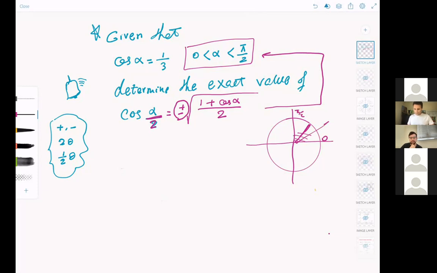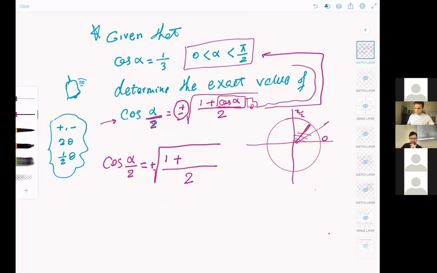And in quadrant 1, cosine of that is positive. So cosine of alpha over 2 will be positive, so you don't need to write the sign part. Radical of (1 plus cosine of alpha) over 2. Do we have the value of cosine of alpha? It is right there. Cosine of alpha is given. So I plug 1 over 3 over here.